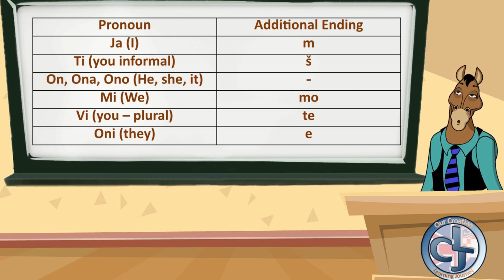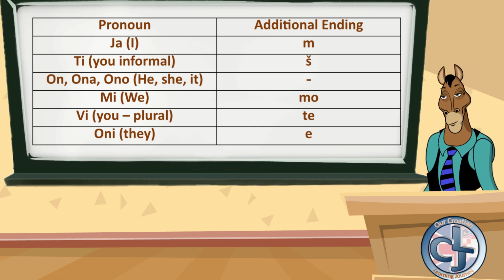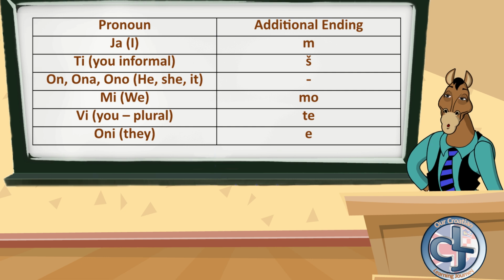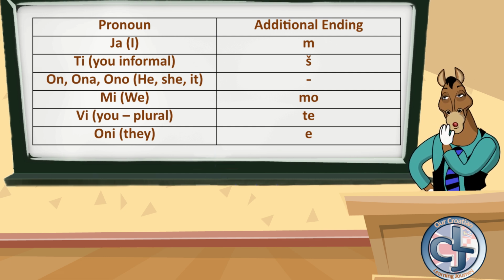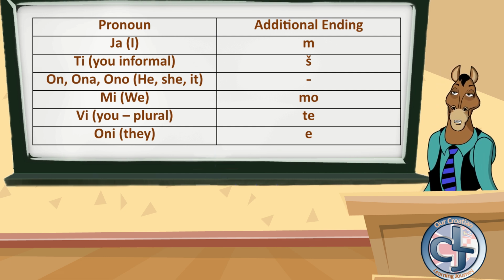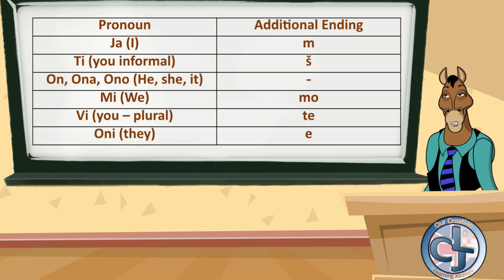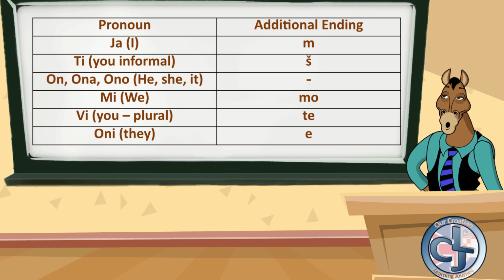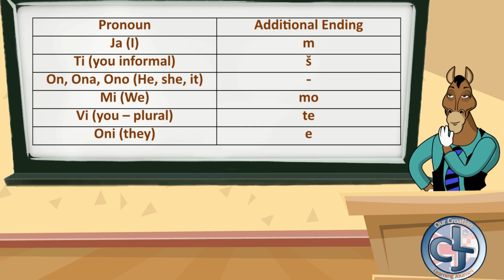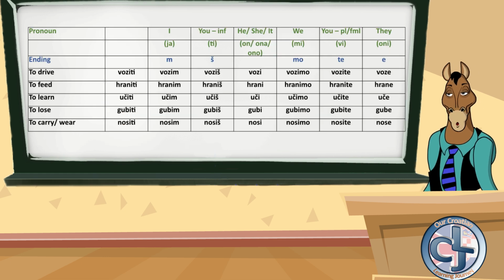First person plural, or we, receives an MO. Second person plural, or you, receives a TE. And for the third person plural, or they, it doesn't receive an additional ending. Instead, the ending changes from I to E. In the first example, we have to drive, or voziti.